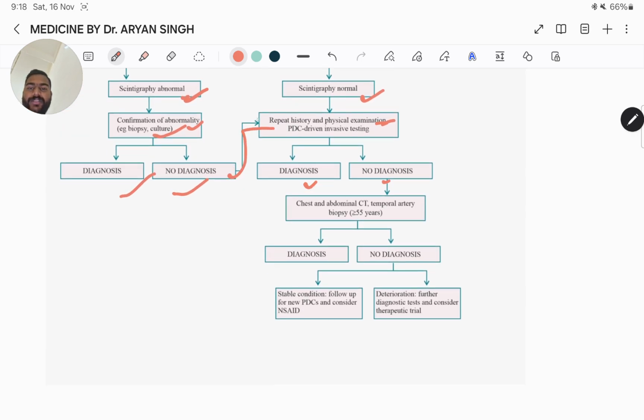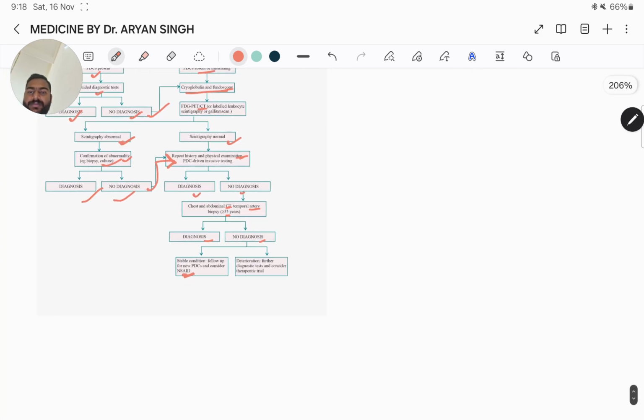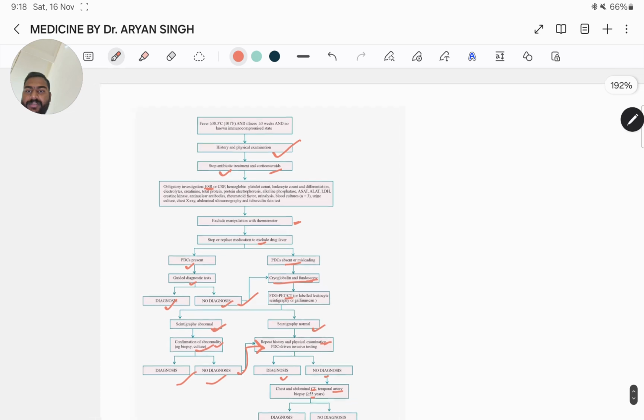If there is no diagnosis, then chest and abdominal CT, and temporal artery biopsy if more than 55 years, then diagnosis or non-diagnosis. If no diagnosis, deterioration, further diagnostic tests and consider a therapeutic trial; if stable, consider follow-up for new PDC. Take a one-time screenshot.